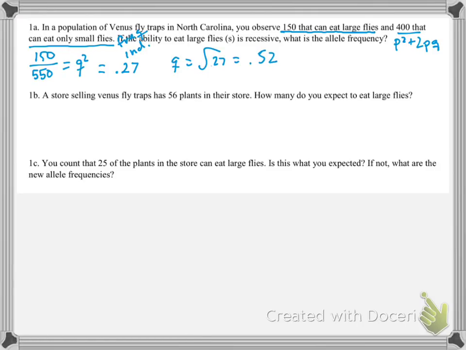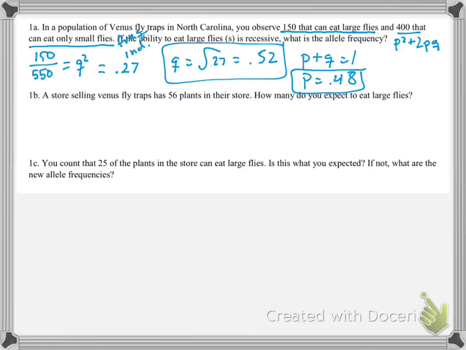I can then put that number, which is q, into my equation where I say p plus q equals 1. So p then equals 0.48. So now I have the two numbers that are actually going to do me the most good. Okay, so I have the frequency of recessive alleles, 0.52, and the frequency of dominant alleles, 0.48. That's within the entire population. All alleles are accounted for. Moving on to the second question.